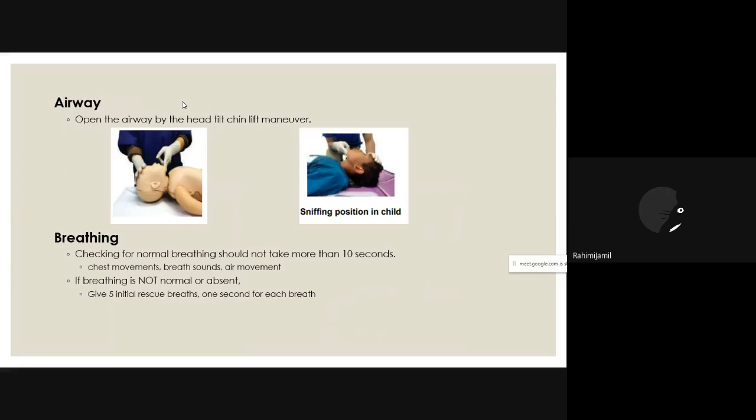If breathing is not normal or absent, we must give 5 initial rescue breaths, 1 second for each breath. When giving the rescue breath, we must check the chest of the patient to see if it is inflated or not.